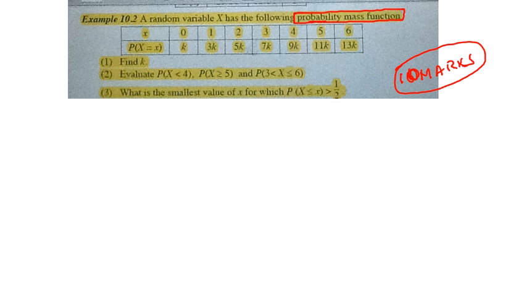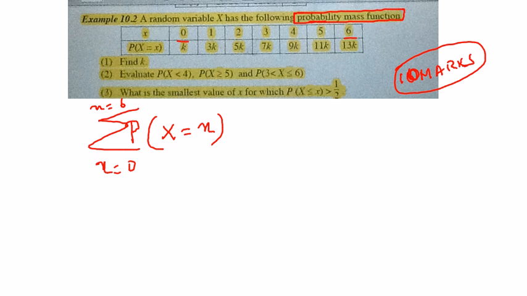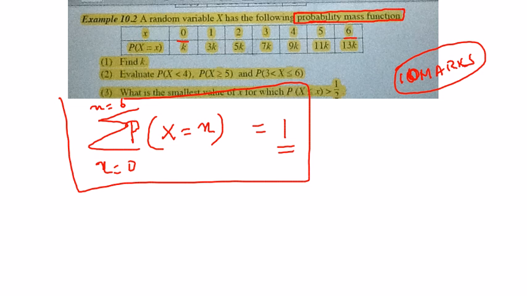So by the rules of probability mass function, the summation of p of x, if you sum all of that, so this is the symbol for summation, where x is going to take values between x equal to 0 and x equal to 6, when you sum all of these outcomes, your value will be equal to 1. So this is the basic rule. So we are going to use this and find k, because that is the first question, we have to find k.